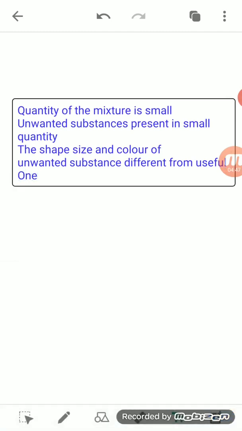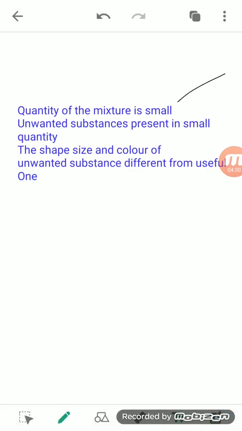That is, the quantity of the mixture should be small. Then we can prefer the hand picking process. The unwanted substances present should be in small quantity, since it is being done manually. If it is in a small quantity, then it can be removed by the process of hand picking. And if the shape, size and color of the unwanted substances are different, then it makes it very easy to pick the unwanted or harmful component from the useful one. So this method is preferred due to this.